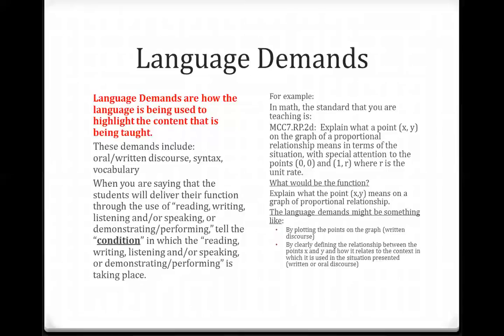When I use the words clearly defining, not only does that say how the students will explain, remember, explain is the function of the lesson, but it also lets the teacher know that the students can either write or speak on how they will define the relationship. So that's the condition in which they are explaining what the point x, y on the graph is actually a representation of.